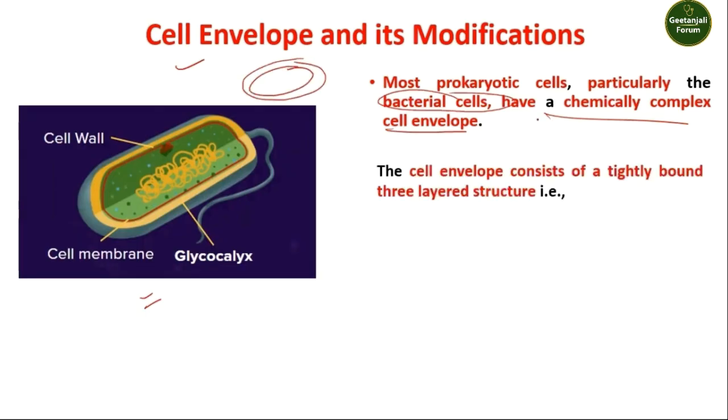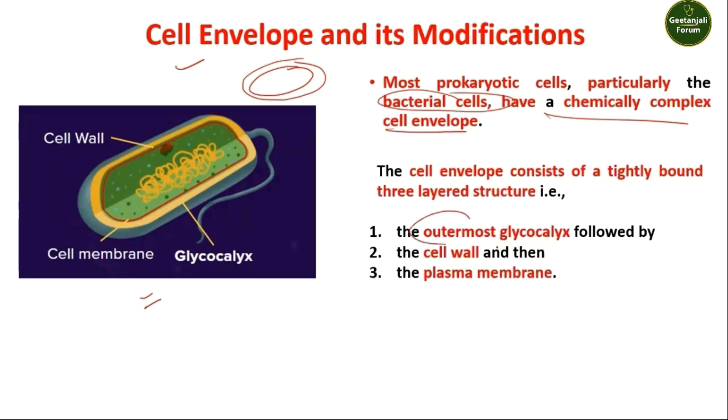Cell envelope has three layers. First one is glycocalyx, which is the outer layer. Then there is the cell wall. Just inside the glycocalyx, there is a cell wall present. And inside the cell wall, there is a cell membrane or a plasma membrane. These three together form the cell envelope of the bacteria.